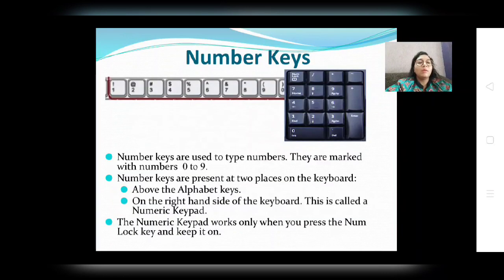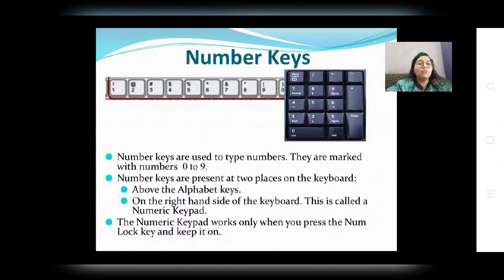Next are the number keys. Number keys are used to type numbers. You can type your roll number, your house number, your mobile number, etc. They are marked with numbers 0 to 9. Number keys are present at two places on the keyboard. One is above the alphabet keys and one is on the right side of the keyboard. The number keys on the right side of the keyboard are known as the numeric keypad.